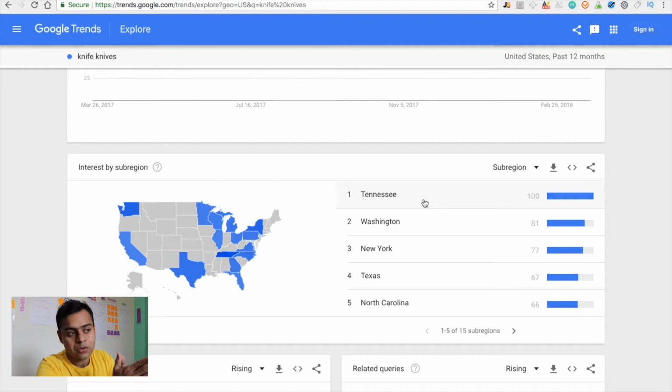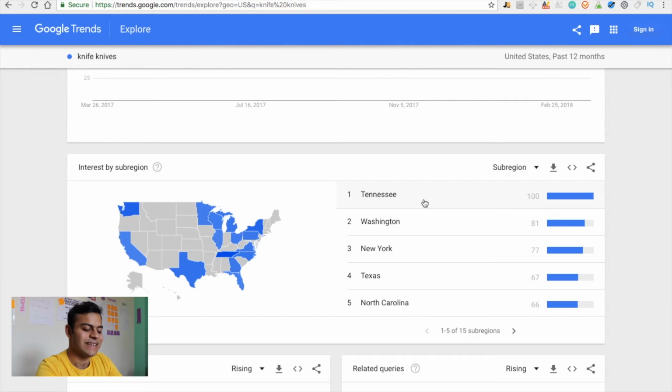Now I'm going to throw out some information here and there while I'm talking about this tool, because it might just help you in the future when you're actually launching a product. So how does this information help us?